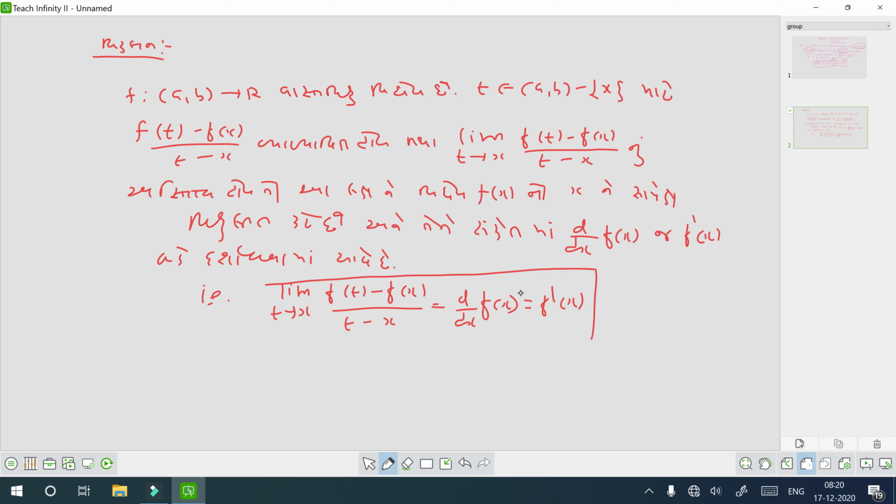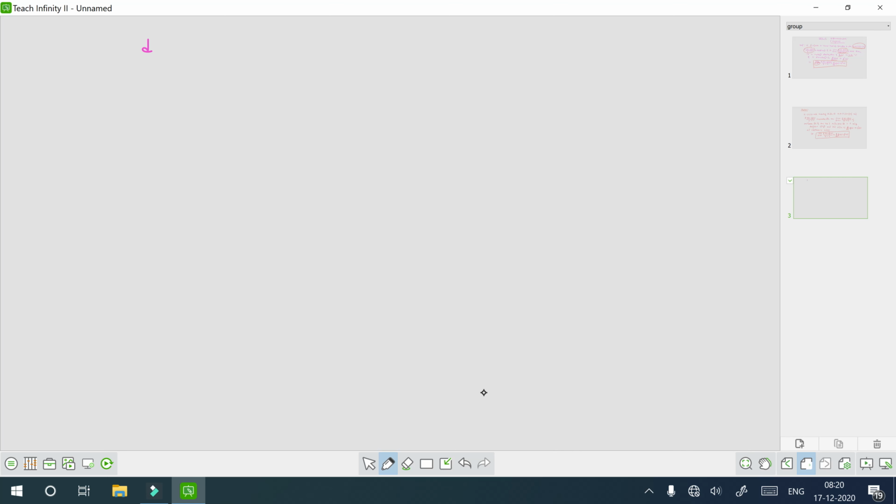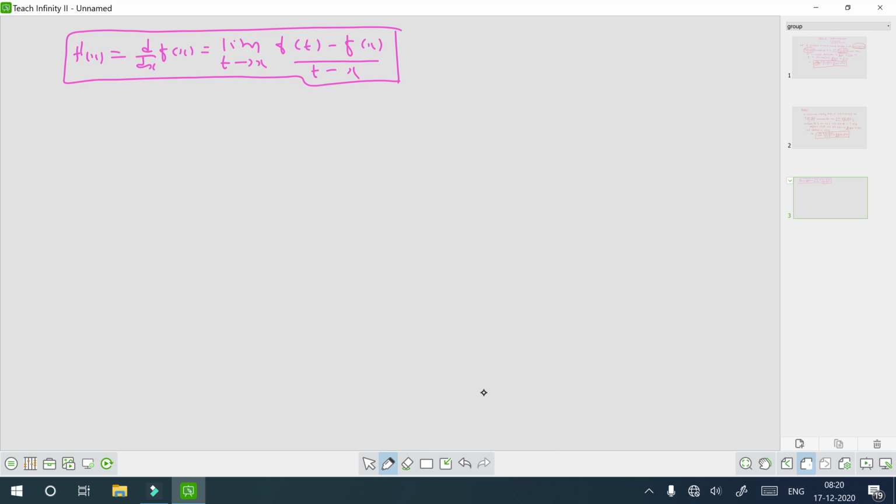This is its notation, friends, this is its definition. Now let us see. d by dx of f(x), or in other notation f dash x, is equal to the limit as t tends to x of (f(t) minus f(x)) over (t minus x). Clear? This is the definition of a derivative.